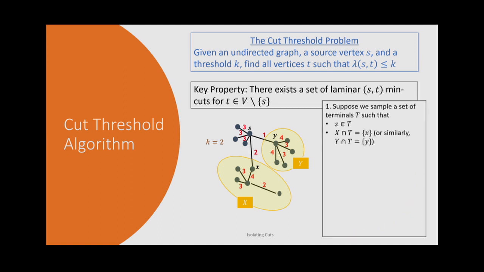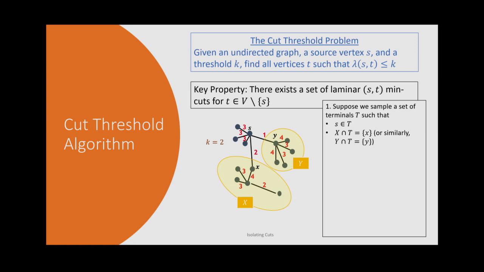So, let us say I am able to sample a set of terminals T such that the following properties are true. First, S is in my sample. That is something I can force. I can just throw S into my sample all the time. The second property, which is more crucial, is that in the set capital X, only the vertex little x is in the sample, nothing else is in my sample. There is only one vertex from capital X in my sample T, and that specific vertex is little x. That seems a very low probability event for any sampling, but we will get to that.